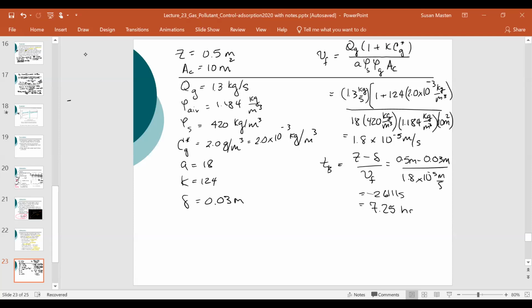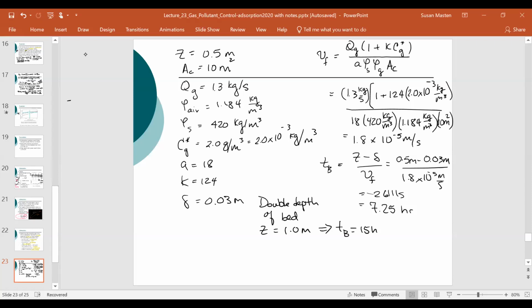Well, if we were to double the depth of the bed, so now Z is equal to 1.0 meter, that means we have a breakthrough time of 15 hours. So all I've done is I've gone through the calculations and calculated a new breakthrough time. The velocity doesn't change, only the breakthrough time changes.